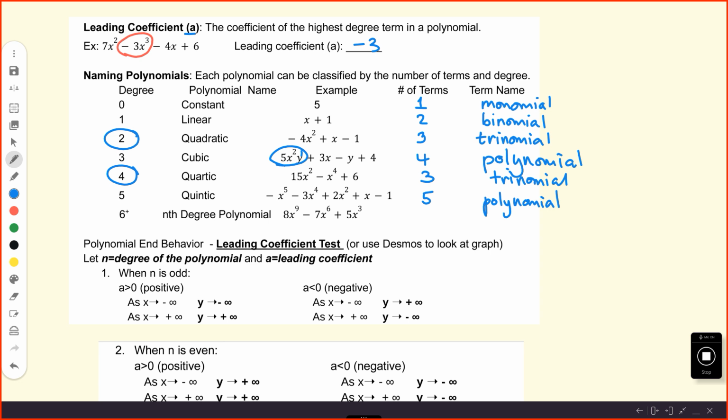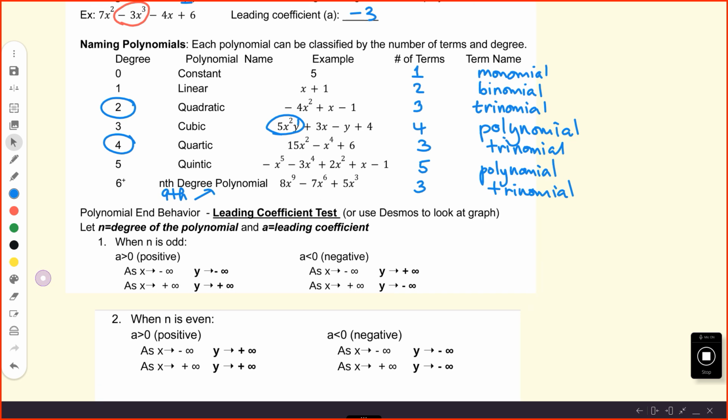So let's say this is 8x to the power of 9. I call this a 9th degree polynomial, right? x to the power of 6, then 6th degree polynomial. And this one has 3 terms, so based on the number of terms, we call this a trinomial. Okay.